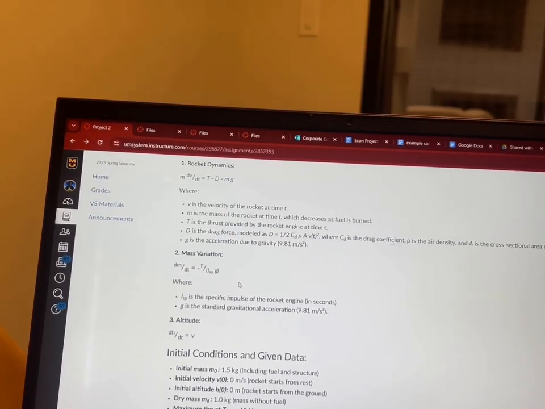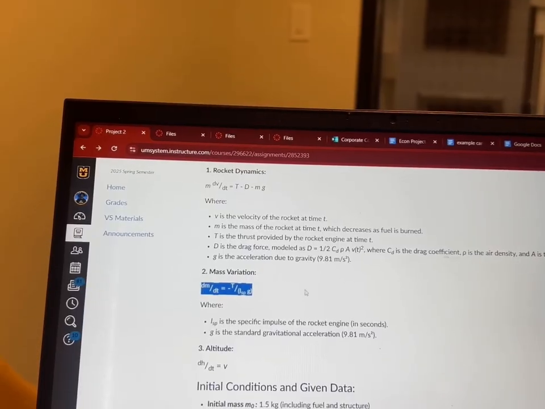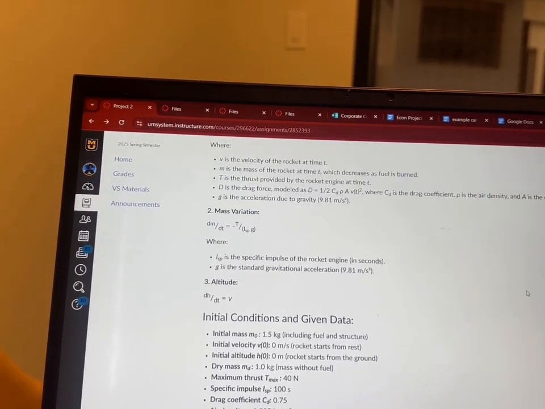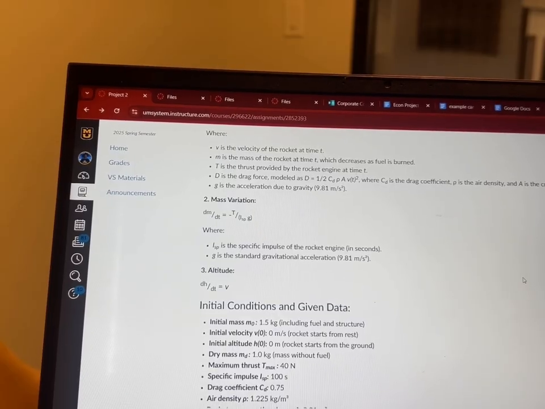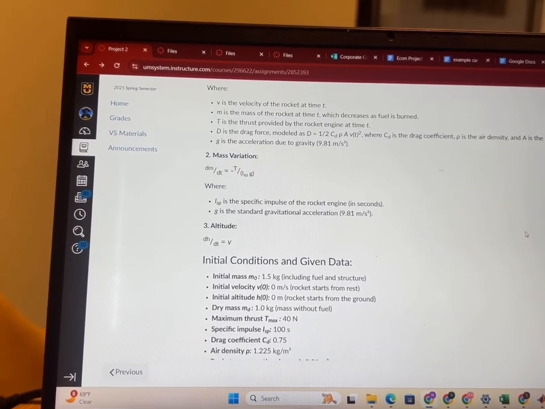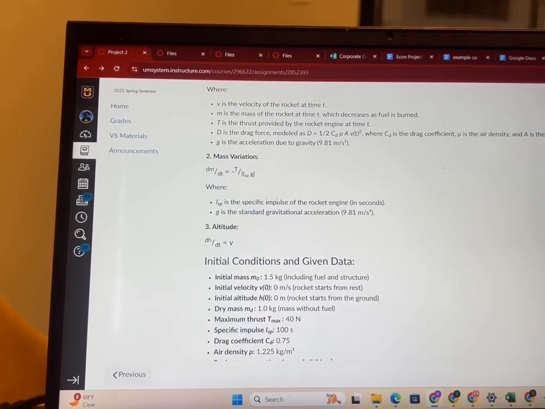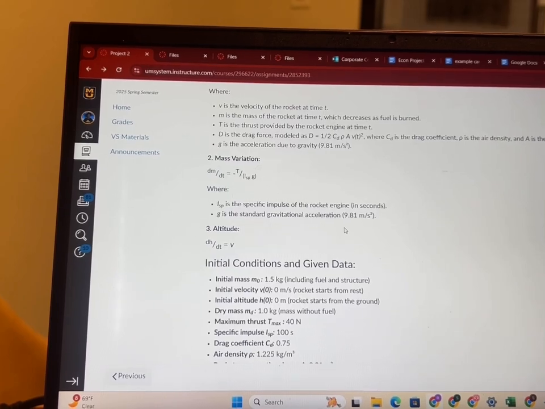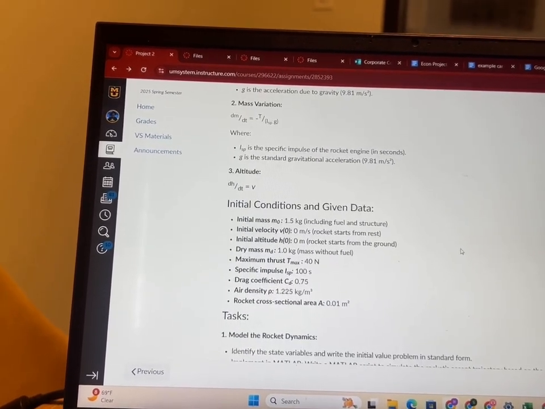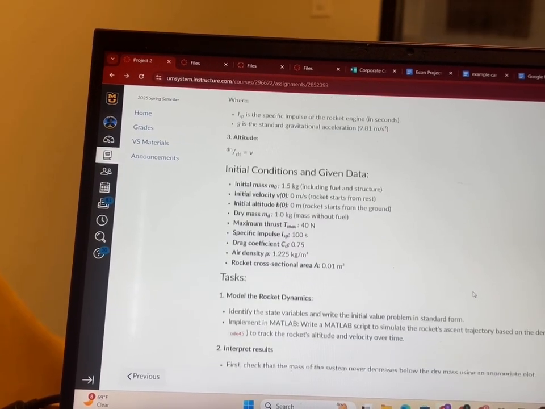The second equation for our system dynamics is our mass variation formula right here. The key thing to take away is that Isp is the specific impulse of the rocket's engine, measured in seconds, and g is the standard gravitational acceleration, once again 9.81 meters per second squared. That's constant, that never changes. And then number three, we have our altitude. This is the formula for our altitude.